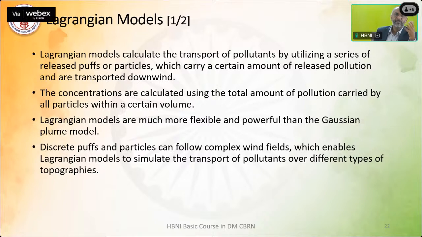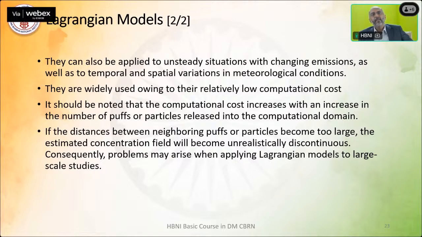And Lagrangian models are much more flexible and powerful than the Gaussian plume model, because we have just discussed the assumptions that we have made, the limitations that are part of the Gaussian plume models. So in general, the Lagrangian models are much more flexible and powerful, okay, and they can treat discrete puffs or particles, and they can be used across complex wind fields and complex terrains also to simulate the transport of pollutants in different types of topographies. Which is a limitation with respect to the Gaussian plume model, okay. So there we assume the topography is flat, okay.